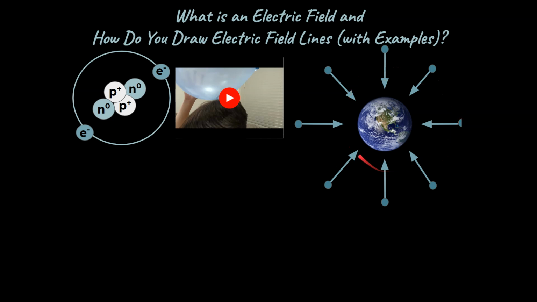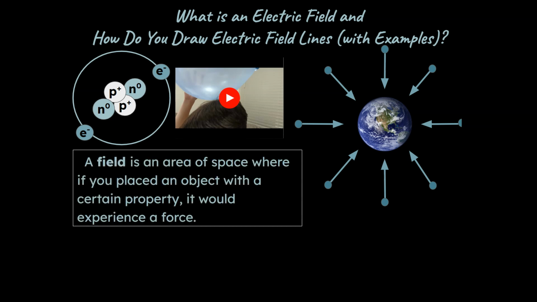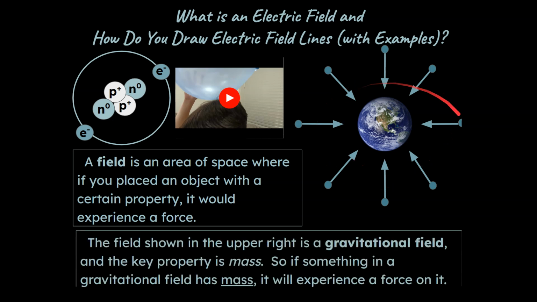Anywhere in this space around the Earth, it turns out that anything with a key property, in this case the key property is mass for gravitational fields. If something has mass and it ends up in one of these locations around the Earth, then it will immediately experience a force. And that is what we mean in general by a field. A field is an area of space where if you placed an object with a certain property, it would experience a force. And specifically in the image in the upper right, we're talking about a gravitational field, and the key property here is mass. If something has mass, it'll experience a force pointing towards the center of the Earth.